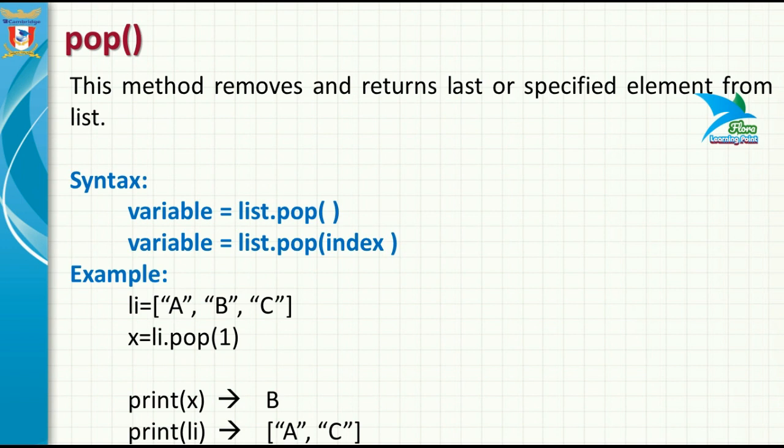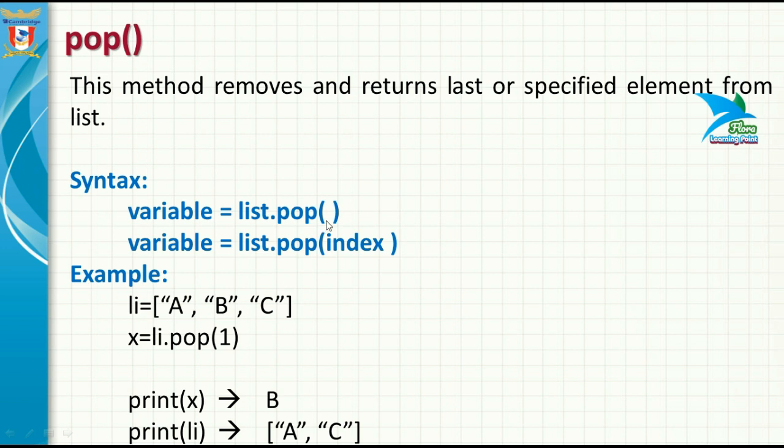Next we have the pop function. This method removes and returns the last or a specific element from a list. So this function performs two different tasks. One, it will fetch the element available at the given index position, and after returning that element it will remove it. So this function has two different forms.